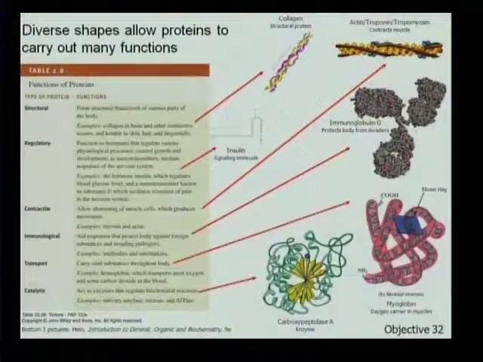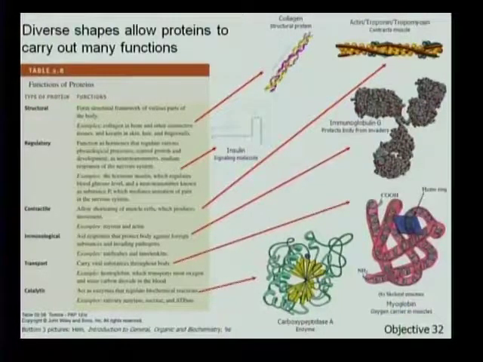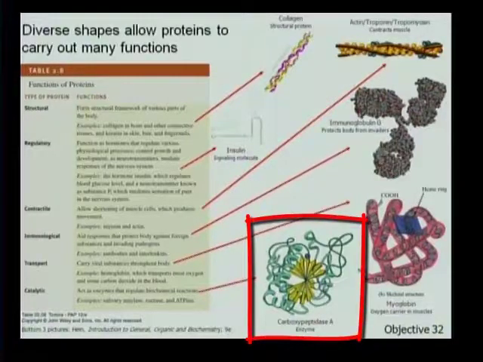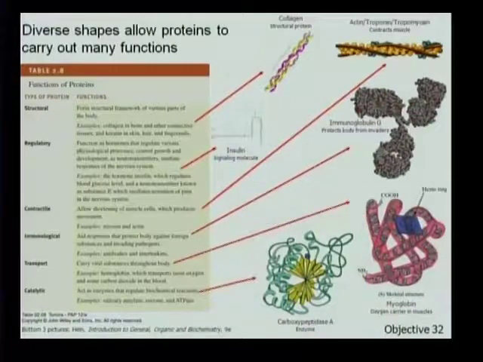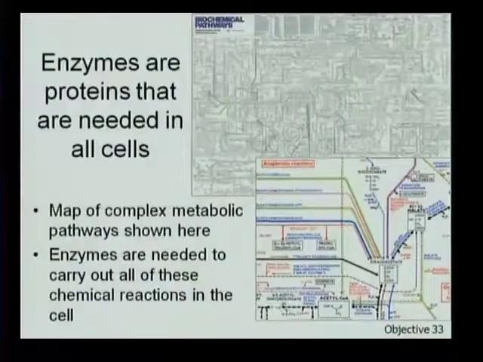We'll start by going back to where we were in Objective 32. In Objective 32, we were talking about how there are many, many different shapes that allow proteins to carry out the different functions that they need to carry out. And we ended up with the shape of carboxypeptidase A and mentioned that it was an enzyme. So let's talk in some detail about what enzymes are and what they're capable of doing.